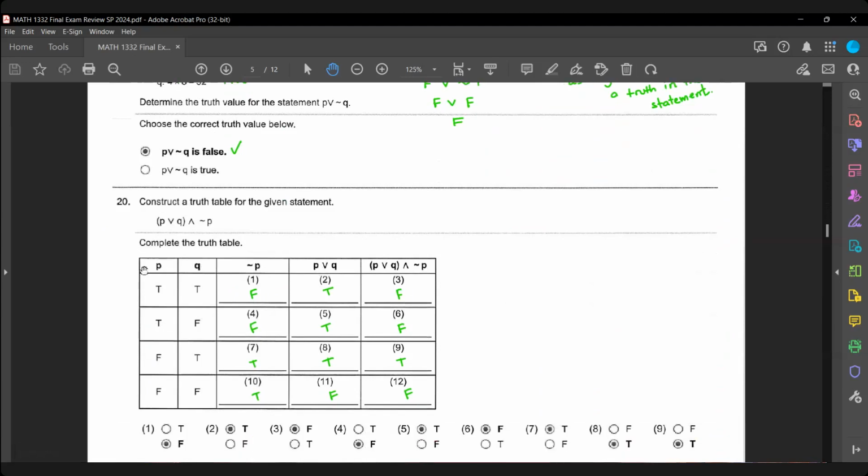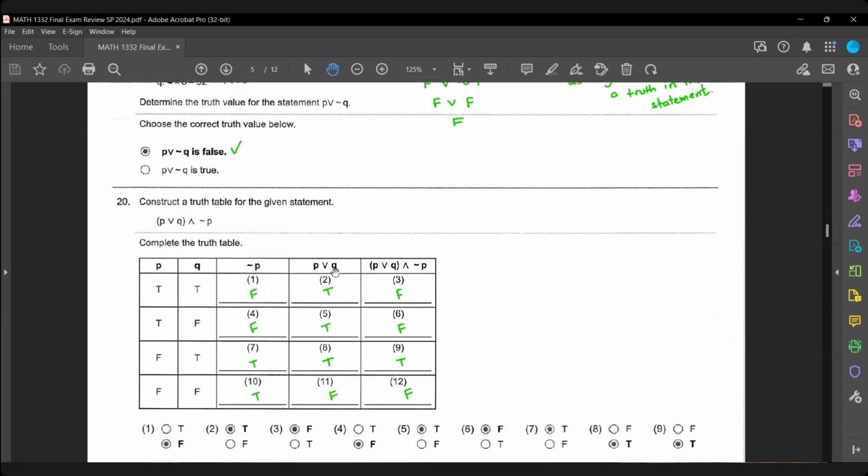It wants us to put P and Q together with the connective or. Once again, I mentioned that the or statement is true as long as you have some truth in the statement. So therefore, true, true, true, true or false, true, false or true must be true, but false or false is always false.